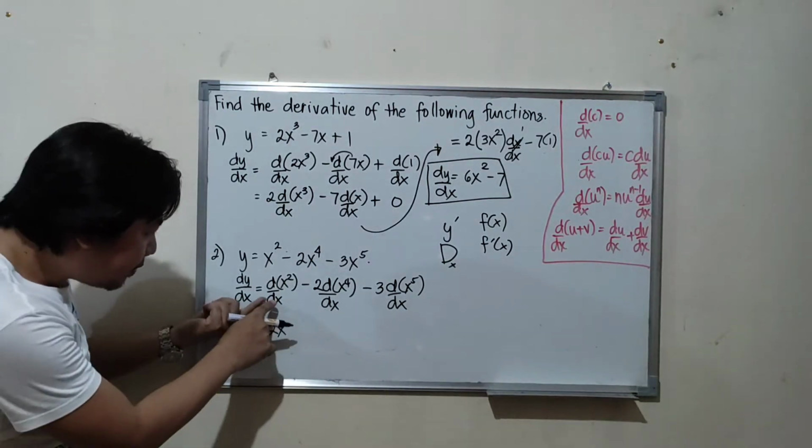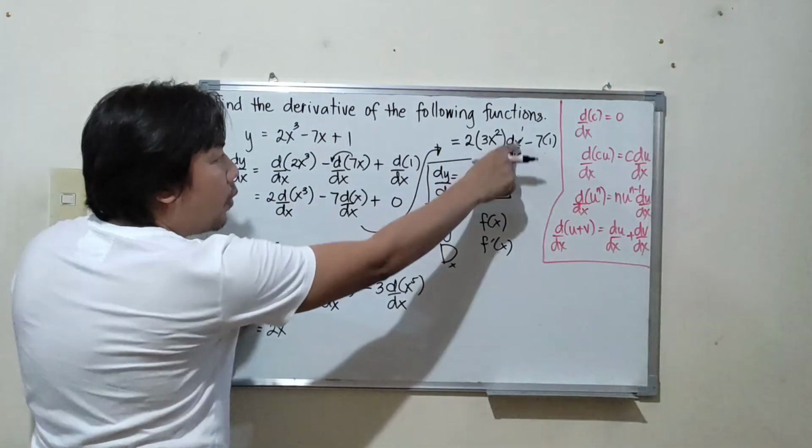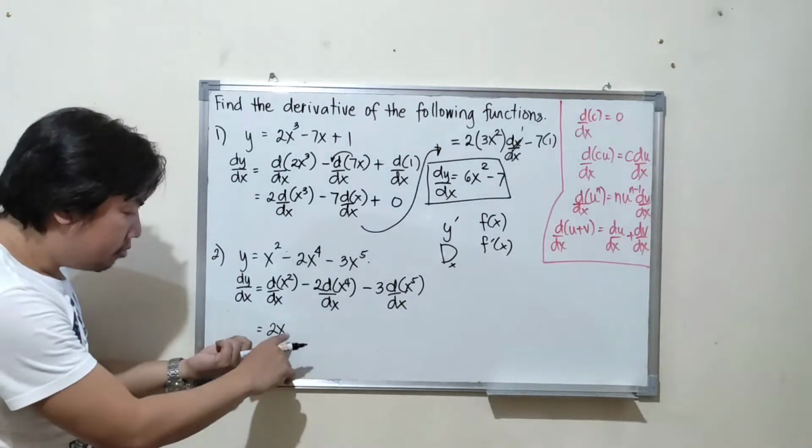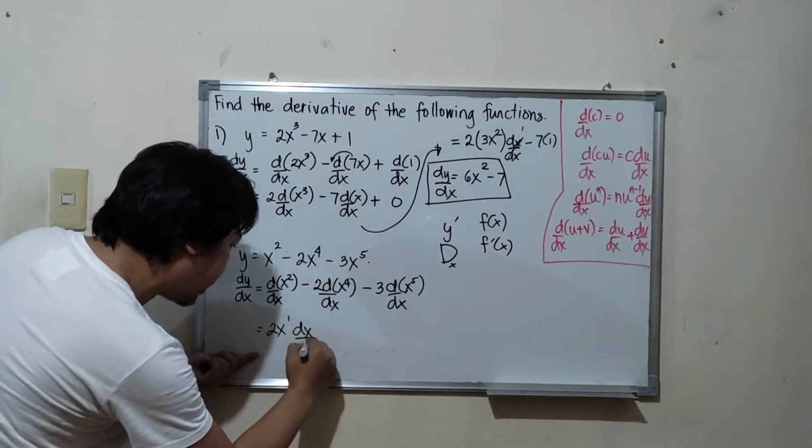Then we have derivative of x with respect to x. So that will be equal to 1. So there's no need to write 2x raised to 1. Then derivative of x with respect to x.